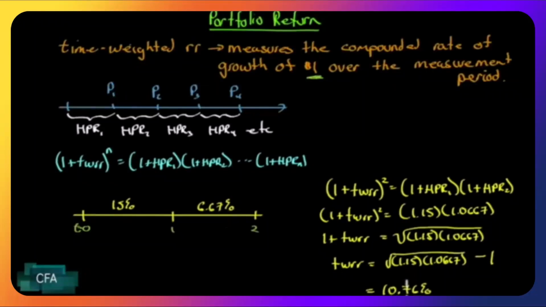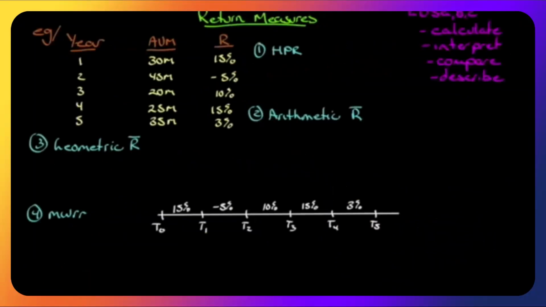Here we're getting 10.76% because we're not just adding the 2 and dividing, we're actually compounding. So this makes a lot more sense to do it that way. This is the preferred measurement. So let's do an example with everything here.